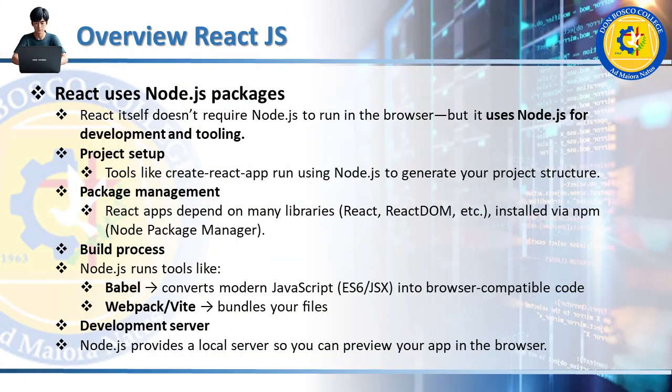React uses Node.js packages mainly for development and tooling, enabling project setup through tools like Create React App, managing dependencies via NPM, Node Package Manager, running the build process using tools such as Babel to convert modern JavaScript, ES6/JSX, into browser-compatible code and Webpack or Vite to bundle files, and providing a local development server to preview the application in the browser.